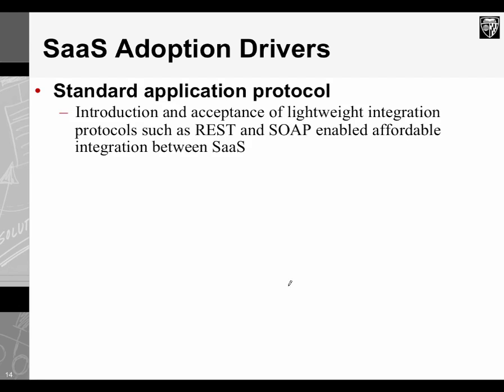There is also standard application protocol. Built on top of HTTP and HTTPS is REST and SOAP services that allows you to build an API application interface so that you can do mashups. So that's another great thing when it comes to SaaS adoption. That's one of the drivers for SaaS adoption.